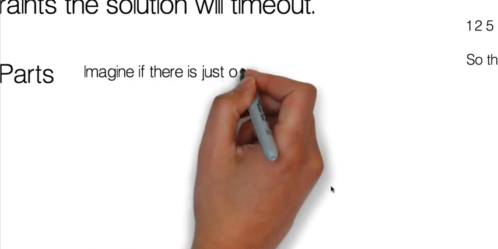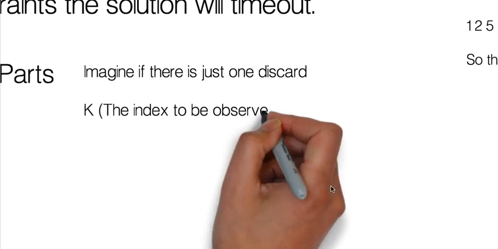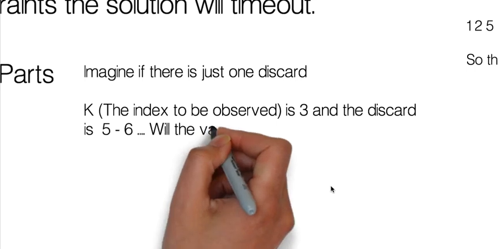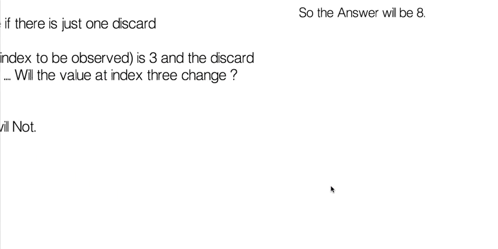So imagine that this is the only discard, or this is the last discard, and k is 3 and the discard is 5 to 6. So will the value at the index 3 change? Obviously no, because 5 and 6 are not in range.